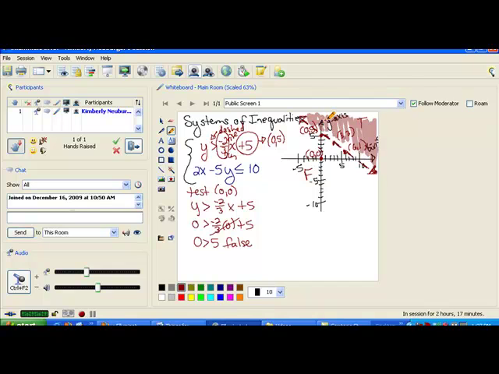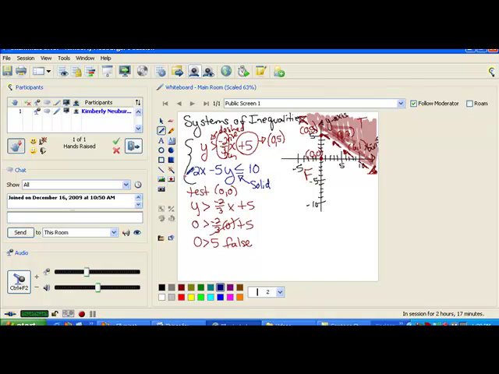Now, that is our red one completely finished. That doesn't mean that everything we have on here is going to be part of our solution. It just means that that's what the red one looks like if it's all by itself. Now let's move on to our blue one since the red one is complete. Because of this symbol here, we're going to have a solid line.